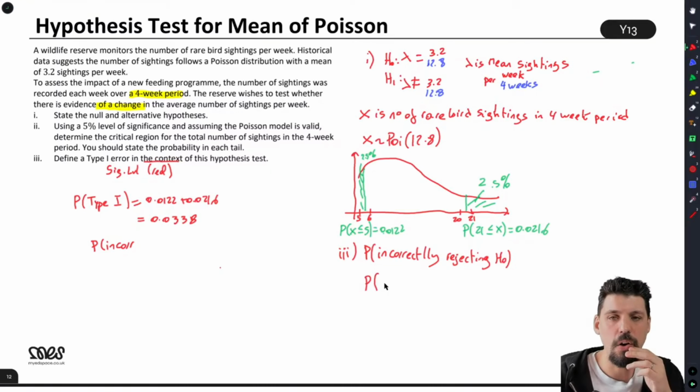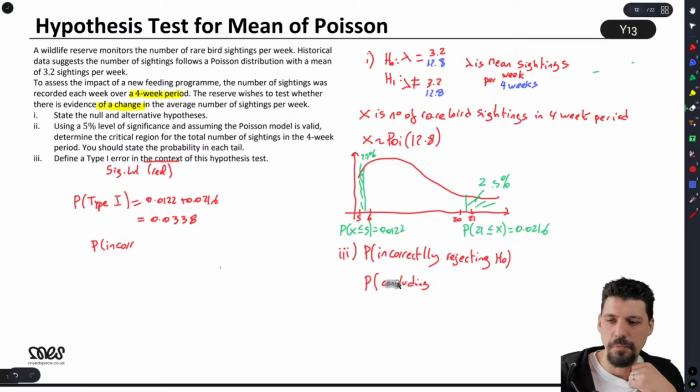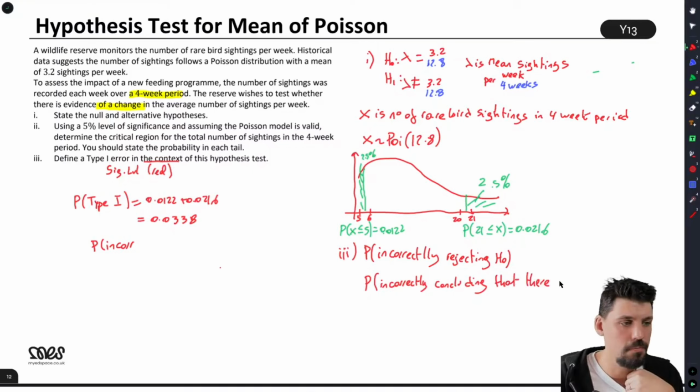So in our case here, but look, in the context, it's the probability of incorrectly concluding that the average number of sightings, or that there has been a change in average number of sightings.